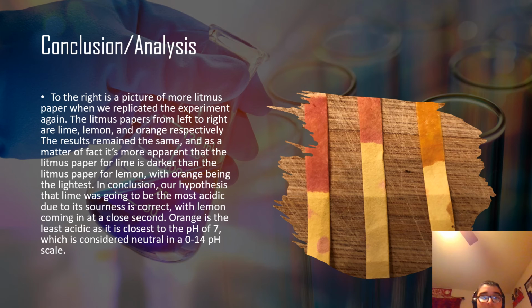So in conclusion, our hypothesis was correct that lime was going to be the most acidic because of its sourness. Lemon came in at a close second. We predicted that because it usually is a little bit sweeter than lime. And orange is the least acidic, as it has a pH much closer to 7, around 2 to 3, because of the orange color that it has.